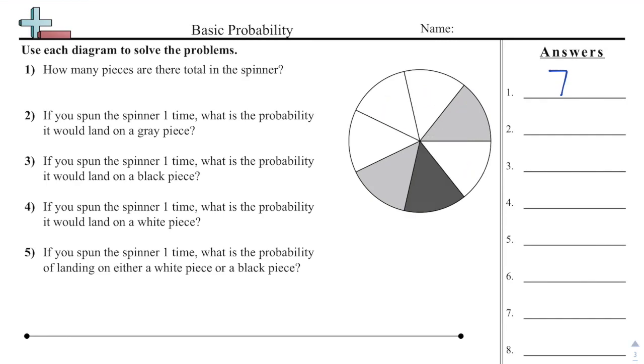If you spun the spinner one time, what is the probability that it would land on a gray space? So on your paper, I was kind of concerned that the printing would not print out the colors properly. So I put gray and gray and white, white, white, white, and black right on the spinner. So if you take a look, there are only 2 spaces out of 7. So that's it, 2 over 7.